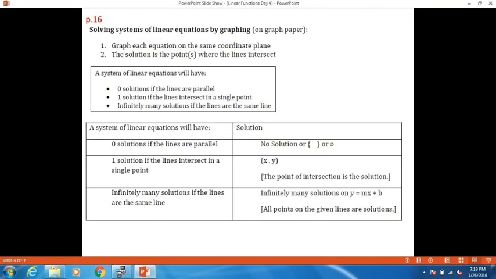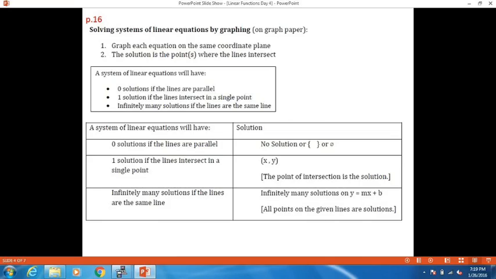Hi guys, it's Ms. Hill here again, continuing our unit on linear functions, and today we're going to talk about solving systems of linear equations by graphing. Some of these we are going to graph by hand, and then I'm also going to show you how to use your graphing calculator as a quick and easy way to come up with the solution to your equations.